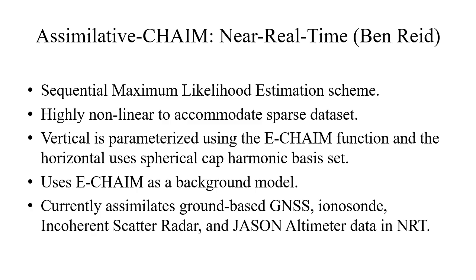In order to reduce the size of our basis set as much as possible, we've also parameterized the vertical in terms of the same functions that we use to define Eshame's vertical structure. So instead of having voxels, we have nonlinear spherical cap harmonics for our horizontal basis set, and the Eshame parameterization of 7 parameters to define the vertical structure. We've also used Eshame as a background model to give us an initial guess, and currently we assimilate all ground-based GNSS, ionosonde, incoherent scatter radar, and JASON altimeter data that we can get in real time or near real time.